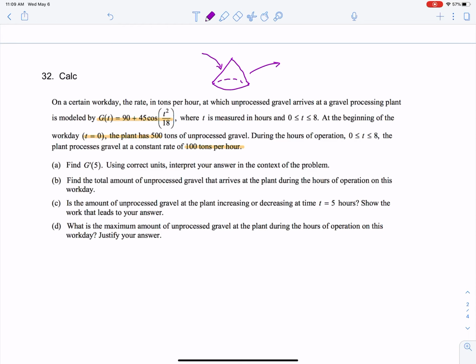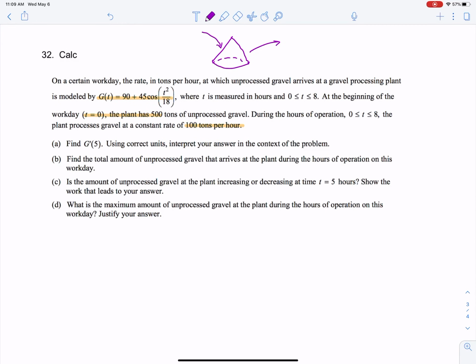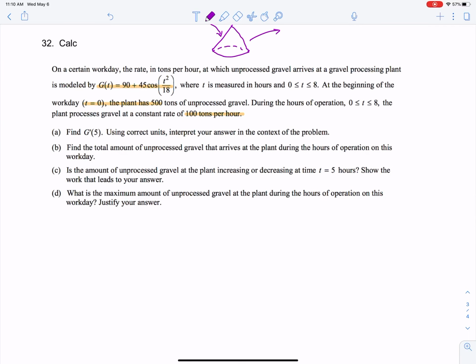Let's move on to letter A. Find G prime of 5. Using correct units, interpret your answer in the context of the problem. So first off, note, G of t is already a rate of change, right? So G prime of 5 is going to be a rate of change of a rate of change. So we just have to take note of that. This is a calculator question, so I'm going to say G prime of 5, and I totally do this on my calculator. There's nothing really to show here.